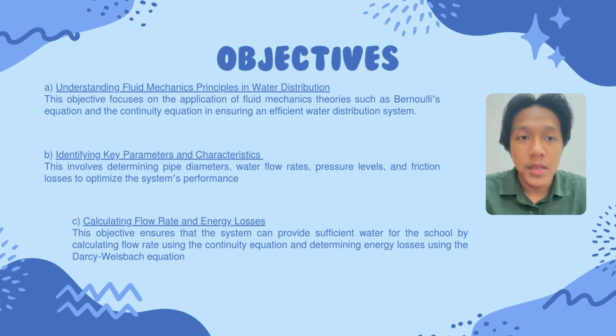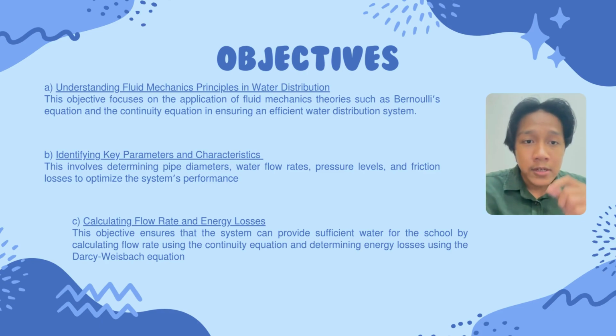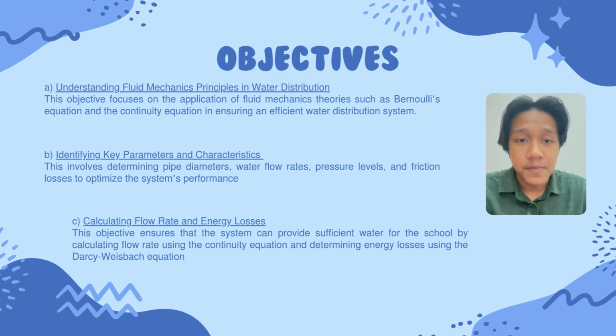First, we need to understand fluid mechanics principles in water distribution. This includes applying theories like Bernoulli's equation and the continuity equation to ensure the system operates efficiently. Next, we focus on identifying key parameters and characteristics such as pipe diameters, water flow rates, pressure levels, and friction losses, which are crucial for optimizing performance.